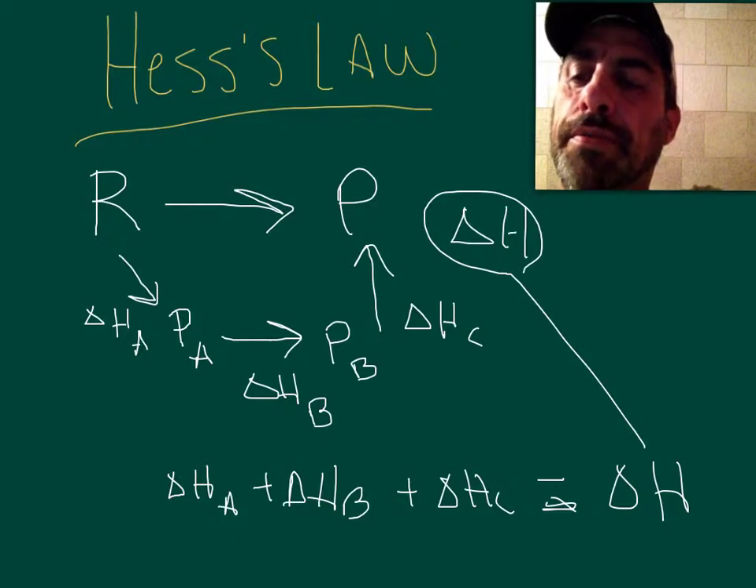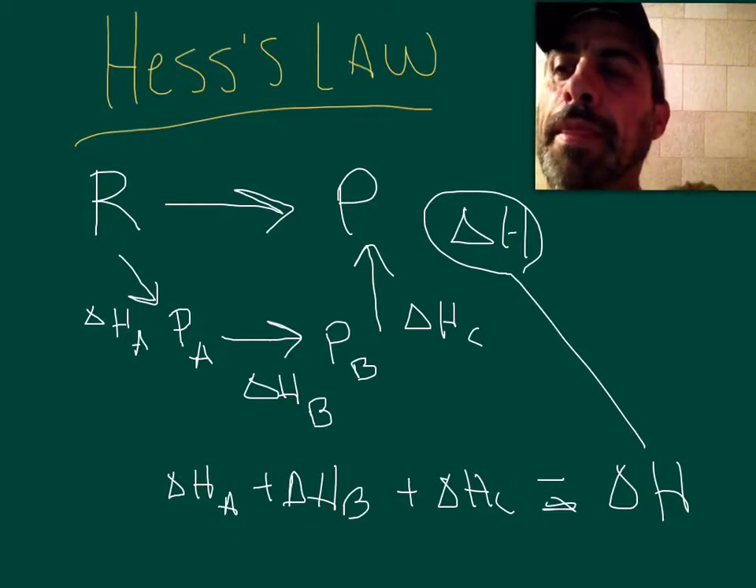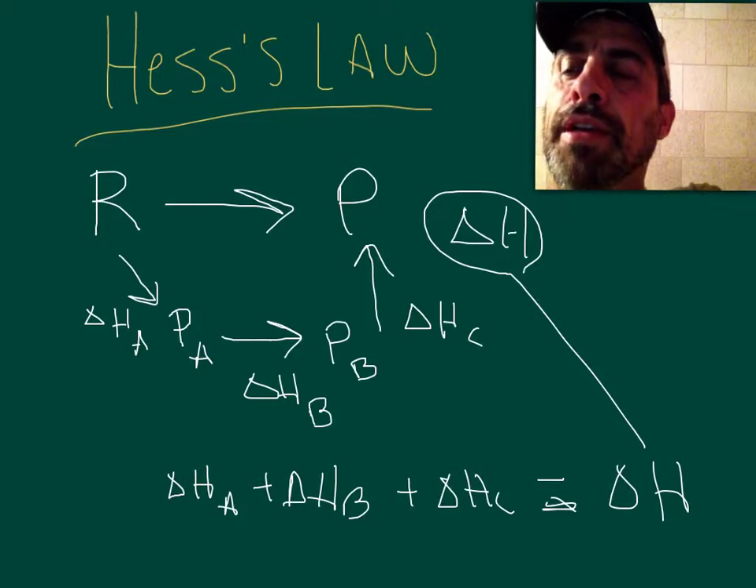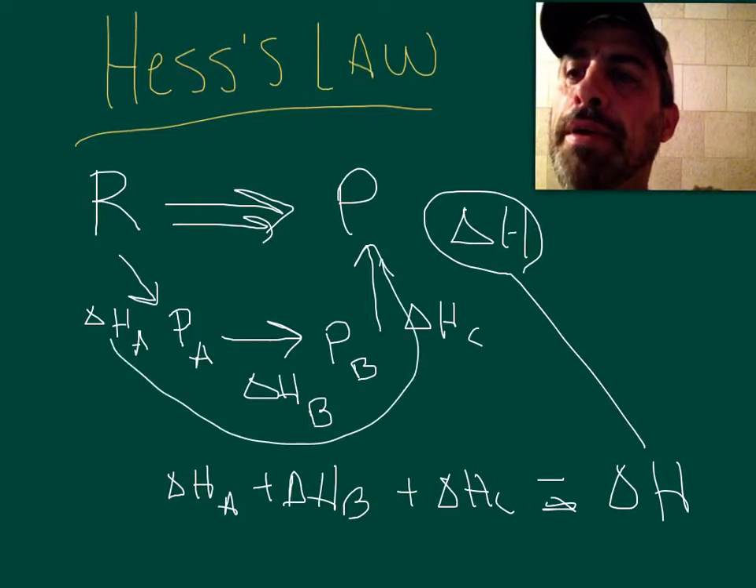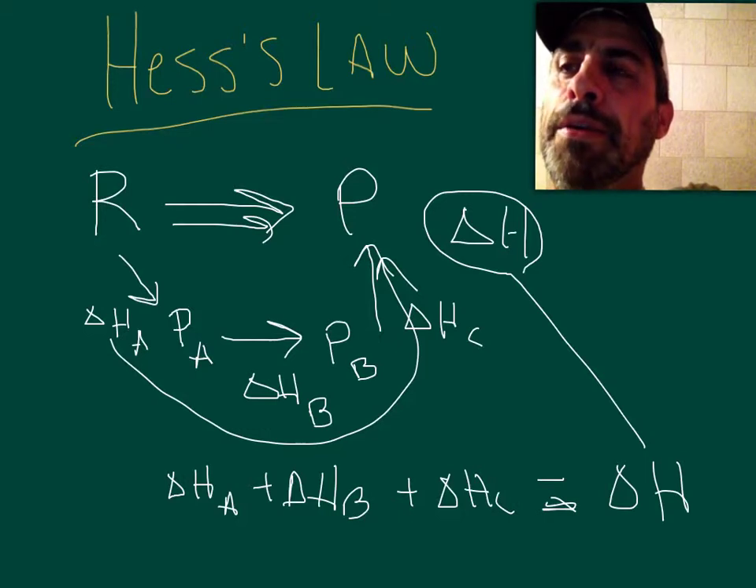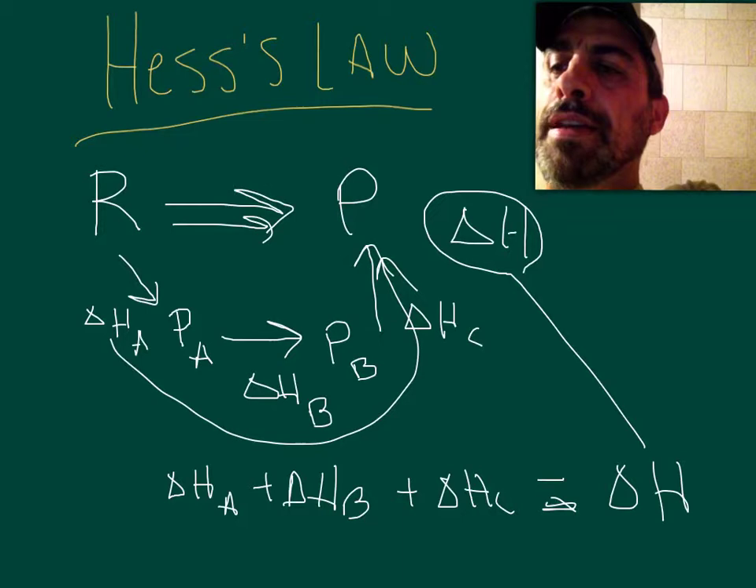So it sounds somewhat confusing, but the basic idea of Hess's law is that it doesn't matter what pathway you take. Whether we take the direct pathway like we had here, or we take this more circuitous pathway like this, if we end up at the same place, the sum of the enthalpy changes ends up being the same enthalpy change. So let's try an example problem.